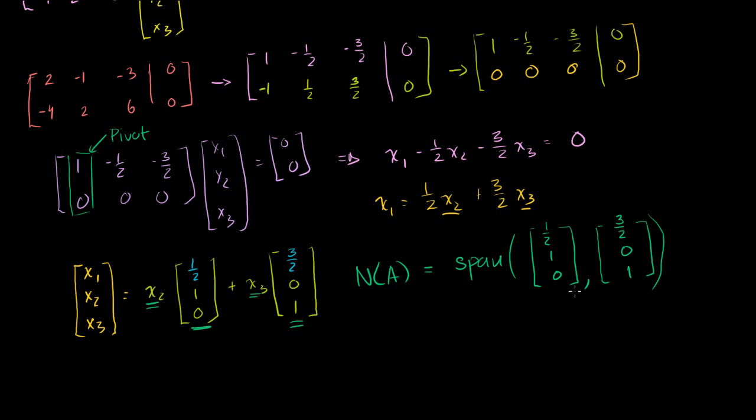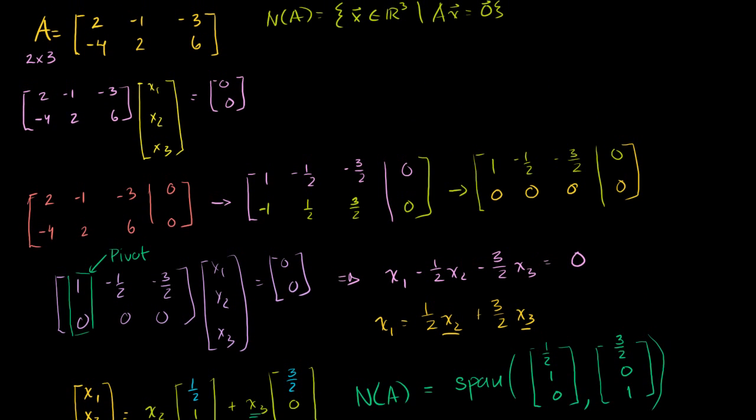Just like that. And what is the column space of our original matrix A? So the column space of A is equal to all of the subspace created by all of the linear combinations of these guys, or essentially the span of the column vectors. It's equal to the span of 2, minus 4, minus 1, 2, minus 3, 6. These are each separate vectors. So it's the span of these three vectors.